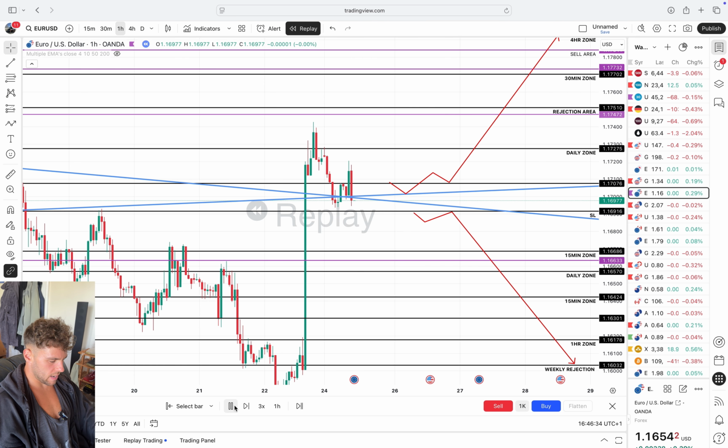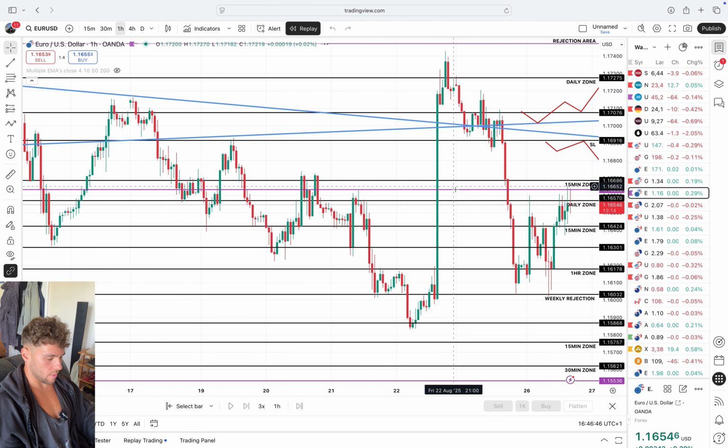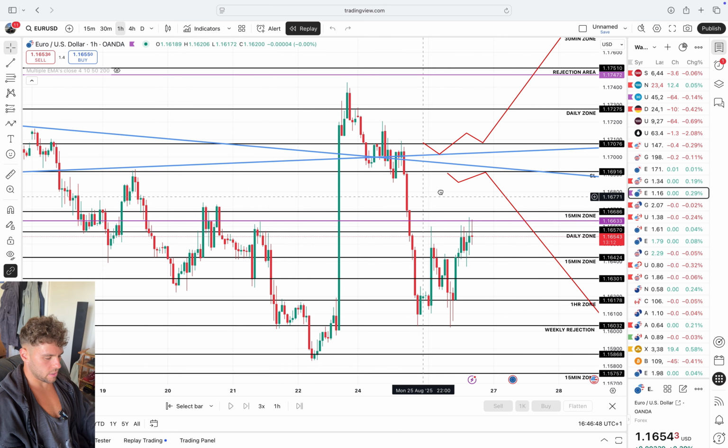As you can see, it came down, broke, retested, broke, and then obviously went all the way down. And then it's played out and gone a bit bullish throughout today, at the time that I'm filming this. So absolutely beautiful trade.